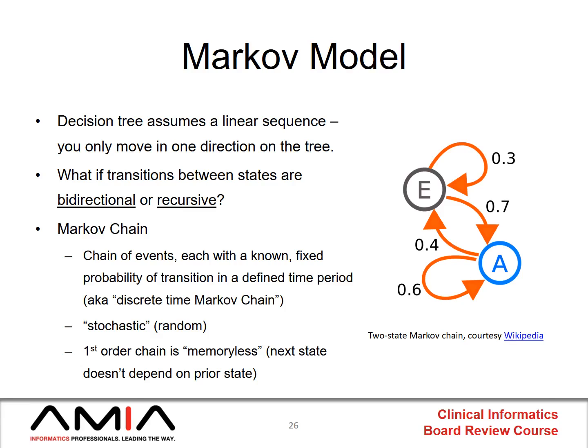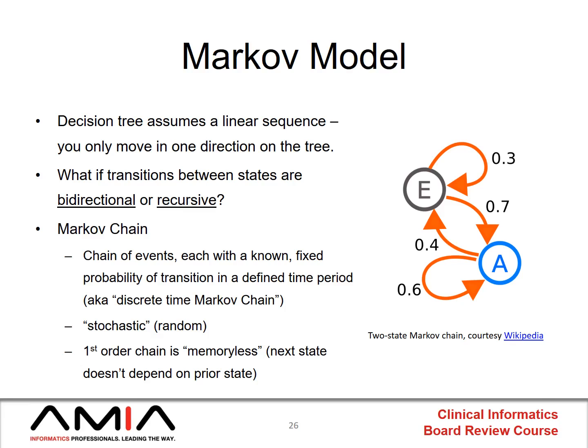One way to understand what happens with these types of systems over time is something called a Markov chain. In the Markov chain, you have a series of events, each with a known fixed probability of transition within a defined time period. You might hear these referred to as discrete time Markov chains. We make the assumption that the likelihood of something transitioning from one state to the next is stochastic, meaning it's random. And for the purposes of this exercise, we're going to assume that it has no memory. In other words, if you're in one state, the probability that you transition to another state is not dependent on the previous state that you were in.